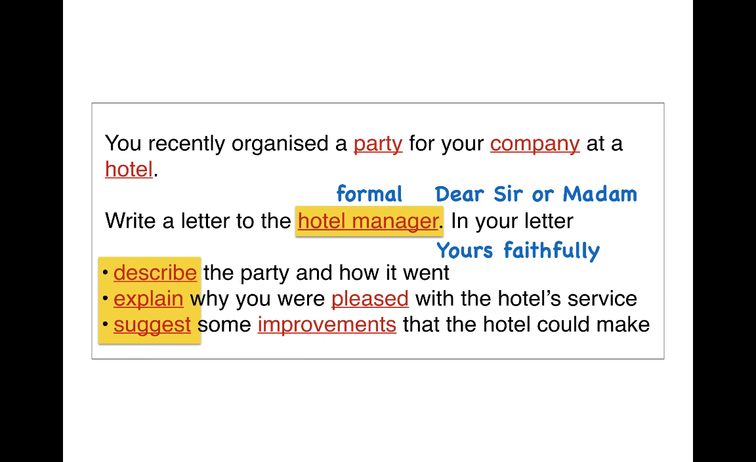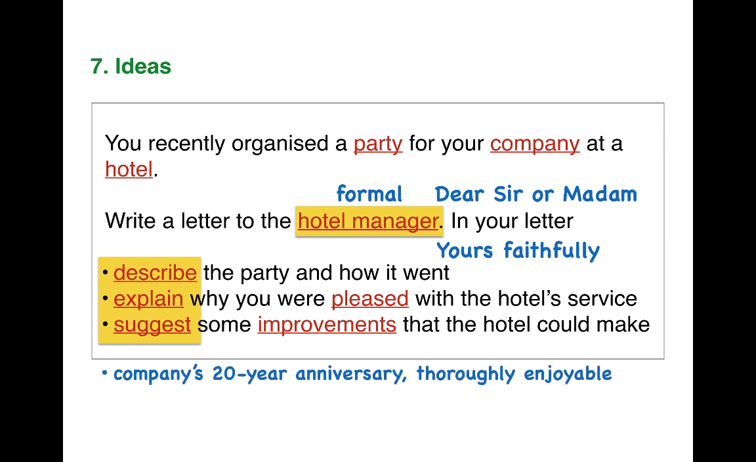And finally, step 7, we need some ideas. So here are my ideas, one for each bullet point. Describe the party. I'm going to say it was my company's 20-year anniversary, and how it went. It was thoroughly enjoyable. We're trying to use quite formal language here. Instead of saying the party was fun, I've said the party was thoroughly enjoyable.